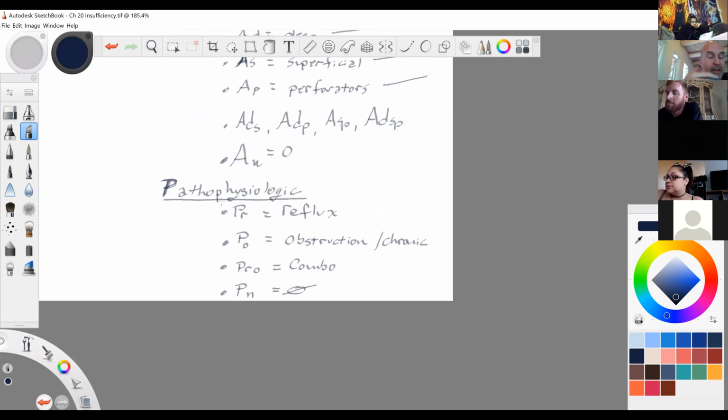Pathophysiologic, what is it causing? PR is reflux. PO is obstruction, chronic obstruction. PRO is a combination, so obstruction causing reflux, and then of course PN. I guess N stands for nothing. Nada. That would be nothing. PN would be nothing. So on your homework, we'll talk about that. I know there's a question.